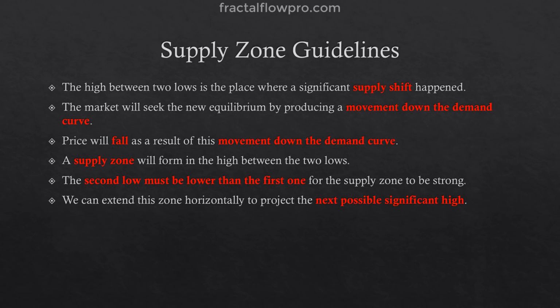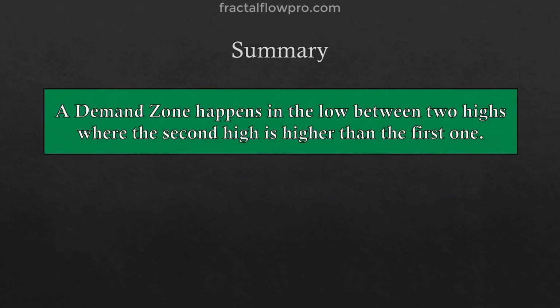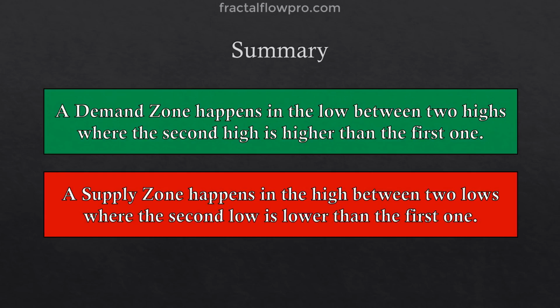In summary, we know that a demand zone happens in the low between two highs where the second high is higher than the first one, and a supply zone happens in the high between two lows where the second low is lower than the first one. Knowing where zones are roughly located is one thing. Knowing exactly how to draw them is another. So next we are going to establish some rules and guidelines to draw the supply and demand zones.